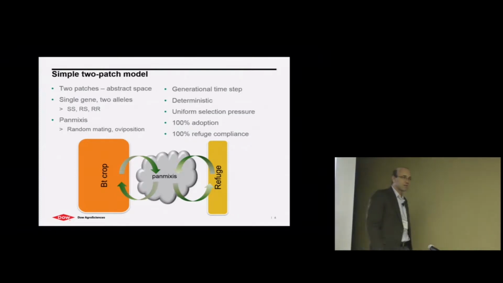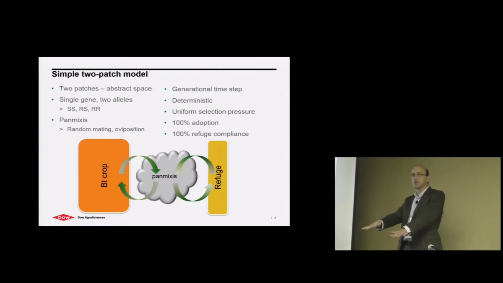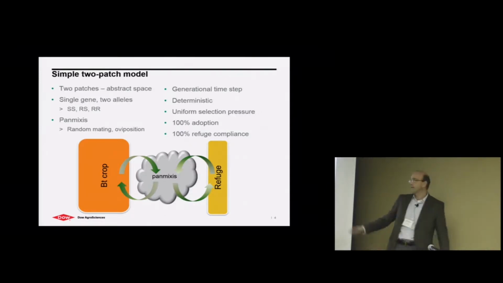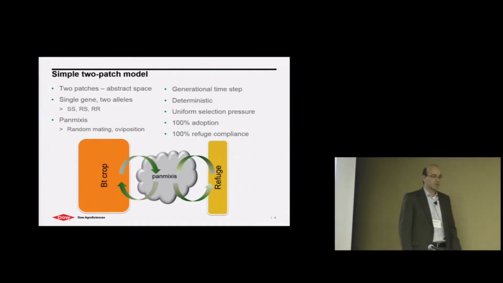Generational time steps, we tend to assume discrete generations because it's easier. Deterministic. We're assuming uniform selection pressure. We're assuming that what happens in generation 1 also happens in generations 2 and on for 1,500 generations, or however long you can leave the model running. We're assuming 100% adoption of the technology, so every farmer is doing exactly the same thing, and 100% compliance with the refuge piece.